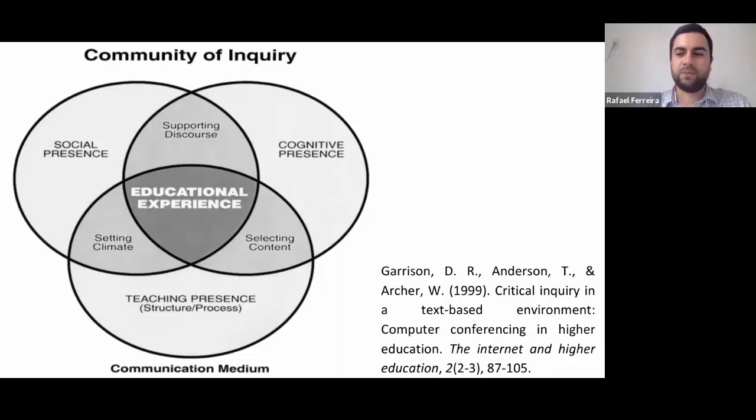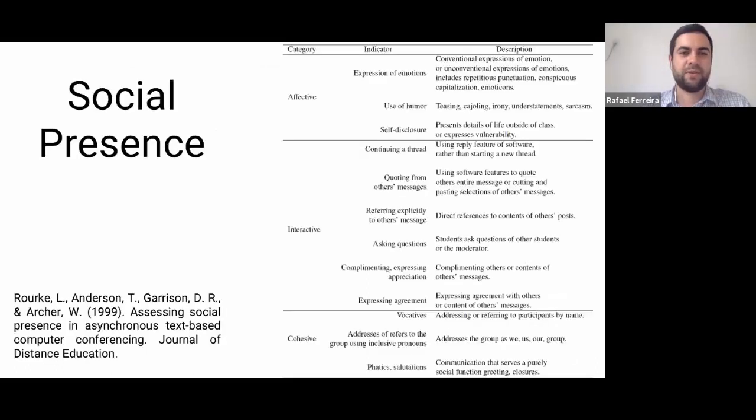And as I'm going to present a work about social presence, I also brought some additional information about it. Social presence is divided into three major categories: affective, interactive, and cohesive, and several indicators for each one of these categories. So I listed here in this table the categories and also the indicators. As we can see, for example, indicators of affective are expression of emotion and use of humor. And interactive is basically the main category in general because it has indicators like continuing thread, so if you are just replying to someone's posts, and also asking questions, that in general are the main goal of our online discussion, and so on.